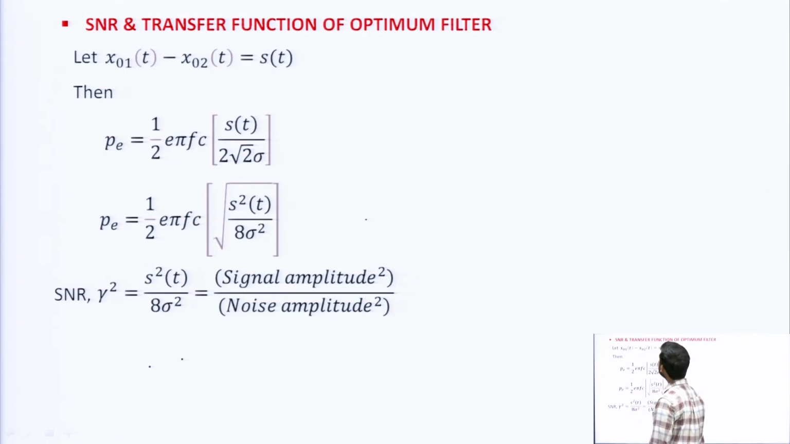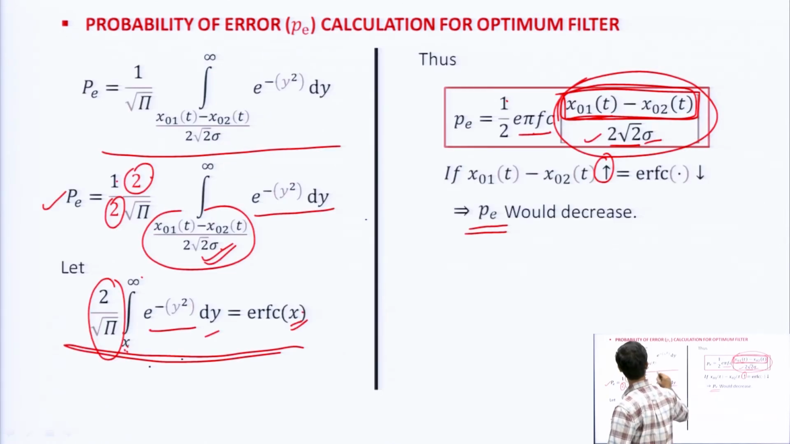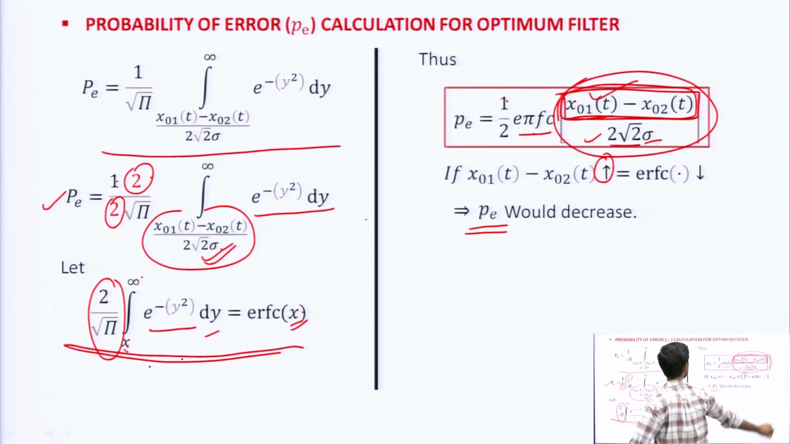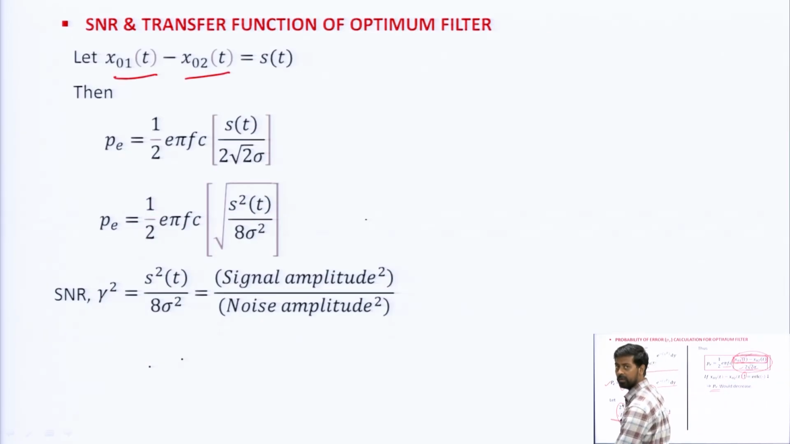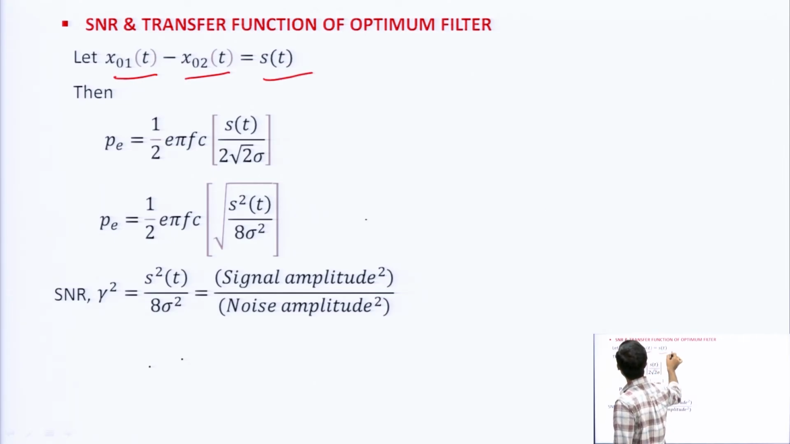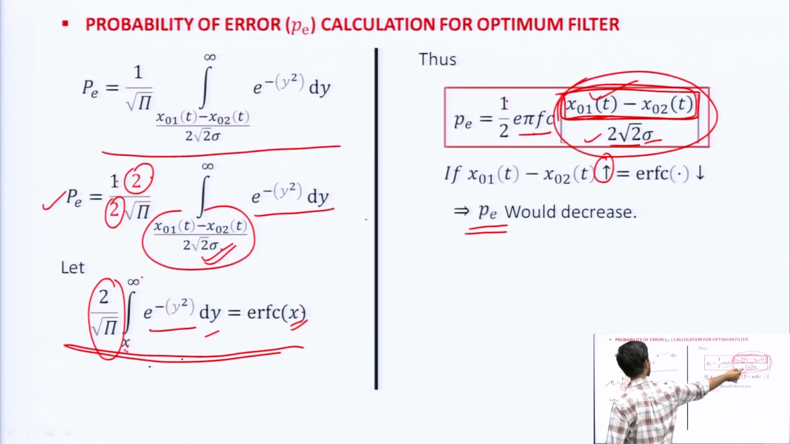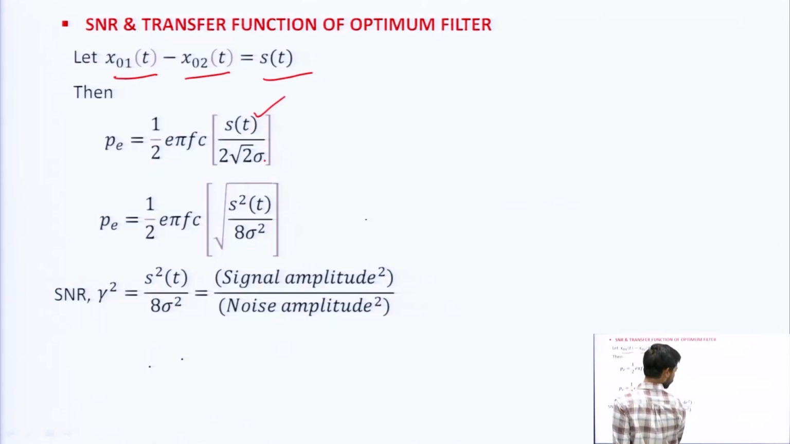So now we will find out the SNR and transfer function of the optimum filter. Let x naught 1 of t minus x naught 2 of t equal s of t. Then the probability of error is nothing but half erfc of s of t divided by 2 root 2 sigma. So I can write half erfc of s of t divided by 2 root 2 sigma.